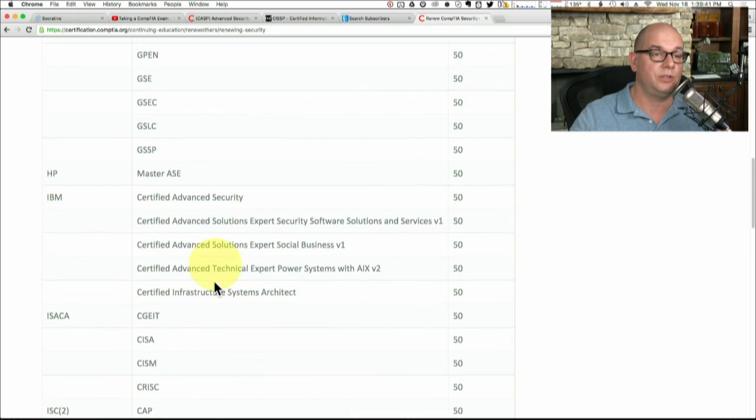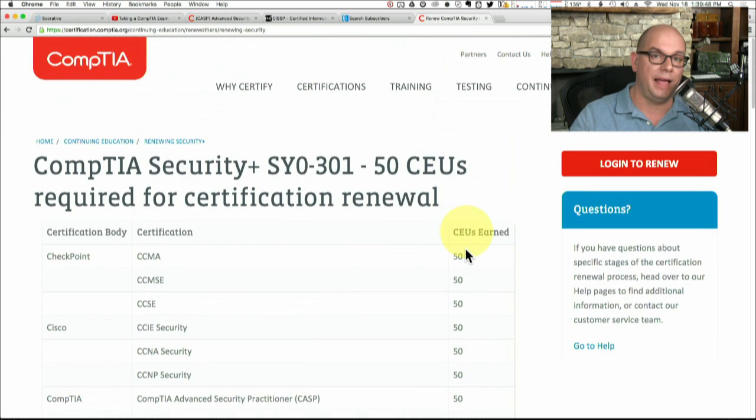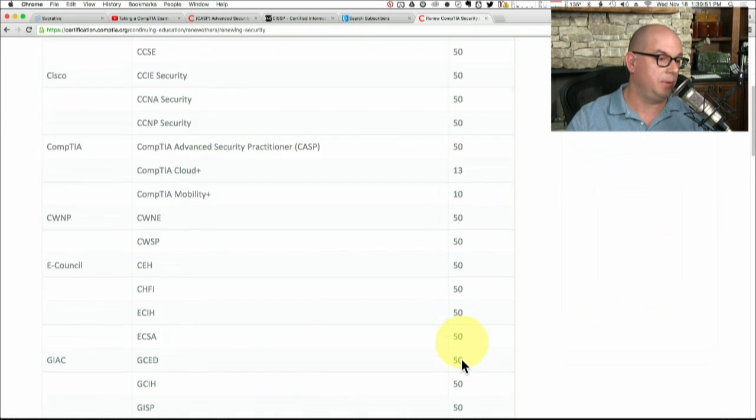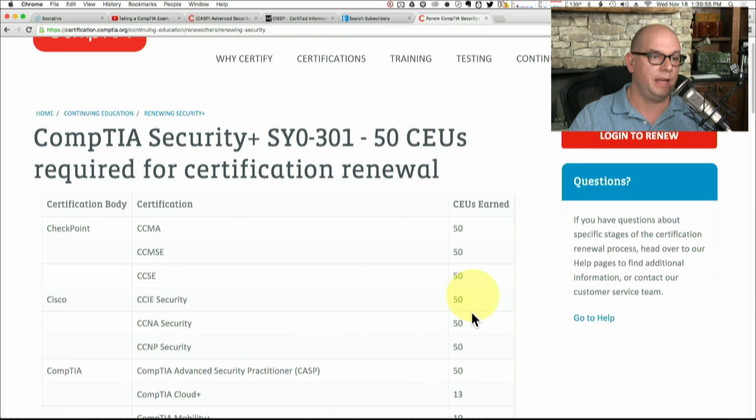So you could go take certifications from another organization and get a set of credits that you can then apply towards the renewal. In fact, you get plenty here. You get 50 credits for most of these, which would renew your Security Plus certification. So that's a good way to do it in those particular cases. But you do have to pay your annual maintenance fees to be able to certify with a third-party certification. If you're taking a CompTIA certification, you pay no annual maintenance fees to renew. So that's kind of nice.